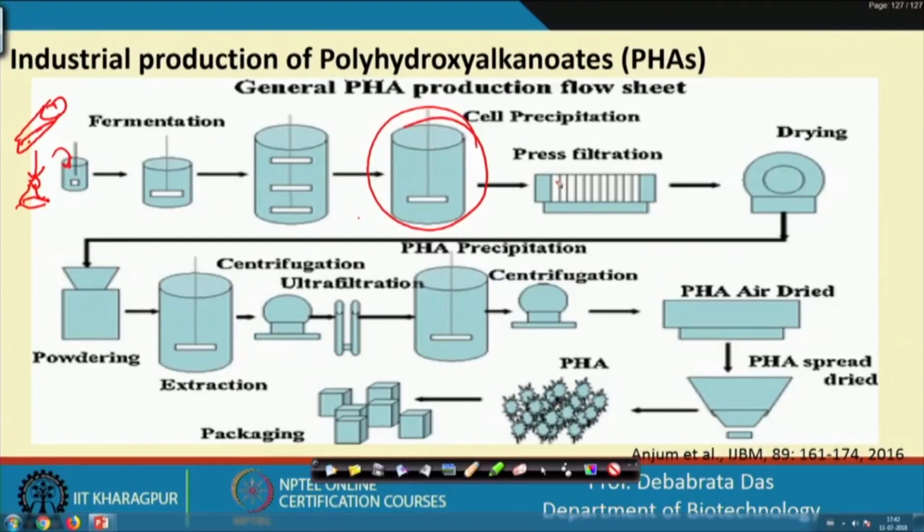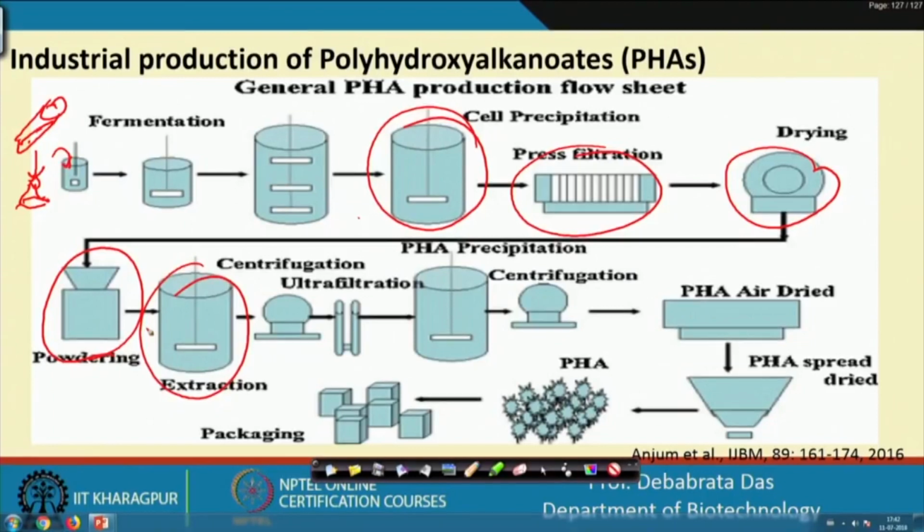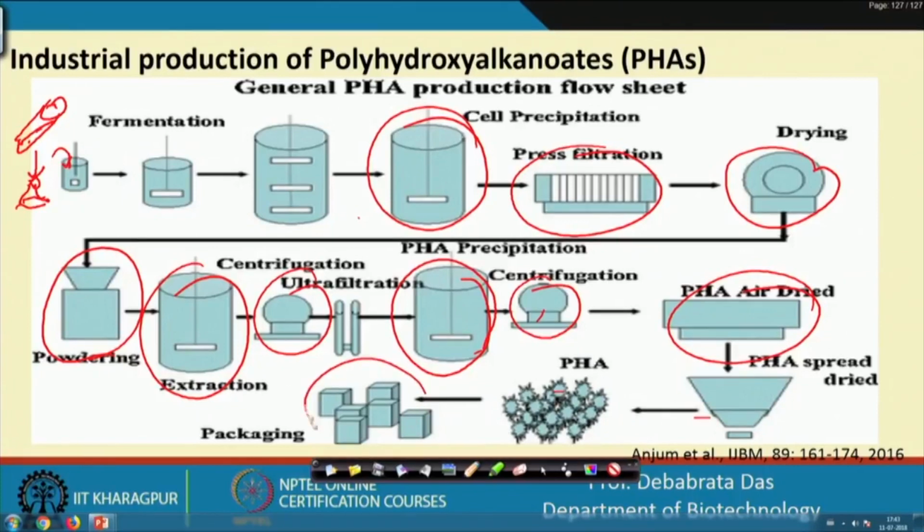After that, we separate out the cells through the filtration process. Then we do the drying, then after drying the powdering. Then we extract the polymeric material. Then we do ultrafiltration, and after that PHA precipitation. Then centrifugation. Then again we air dry, pack it in a container and sell it in the market. So this is how PHA production takes place in the industry.